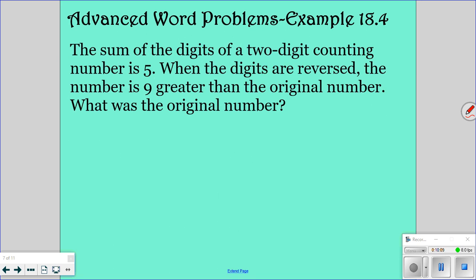Now we're going to look at the sum of digits of a two-digit counting number. So when you have a counting number, you have the tens digit and the units digit. And together, whatever these two numbers are, add up to 5. Because it says the sum of the digits is 5. So that could be a 1 and a 4, or a 2 and a 3, or a 3 and a 2, or a 4 and a 1. So one of those 4 combinations.